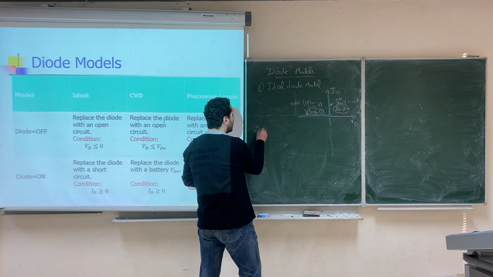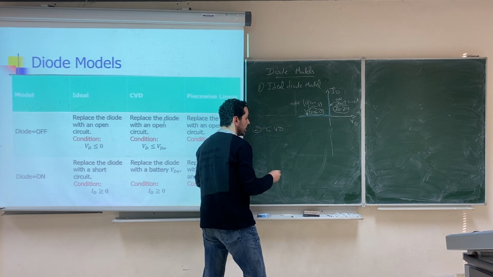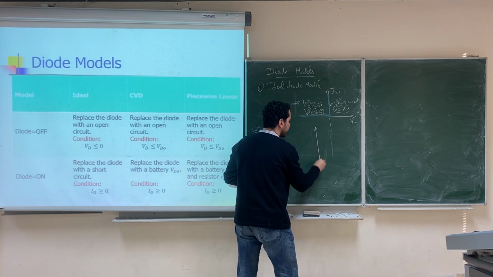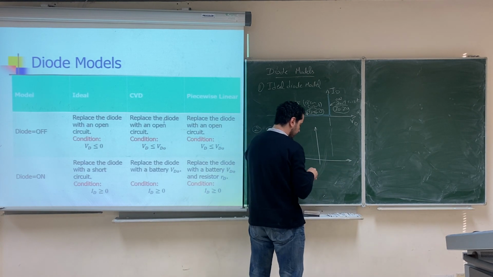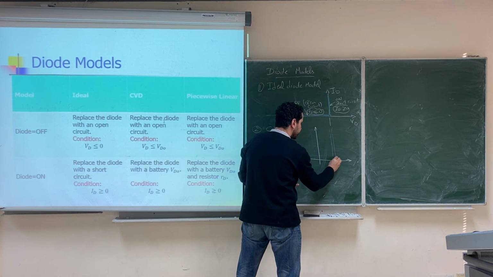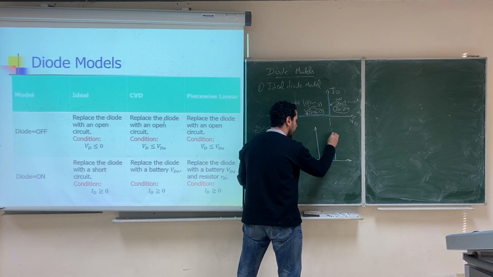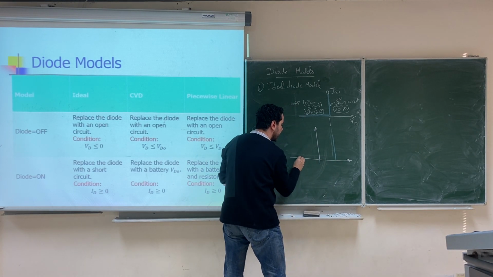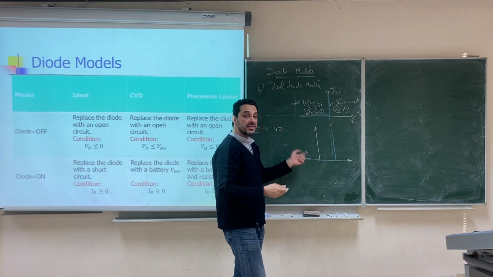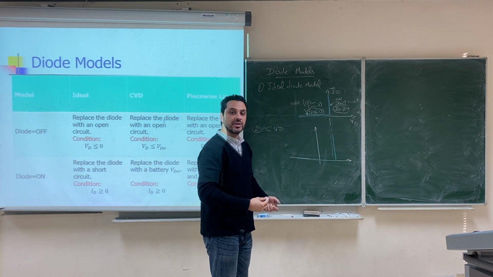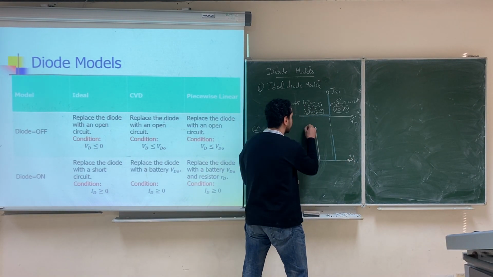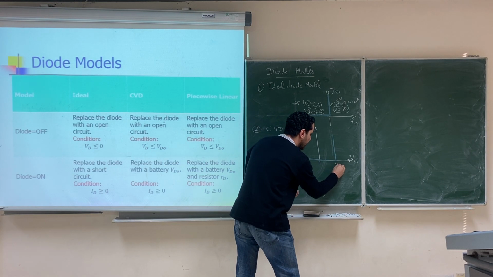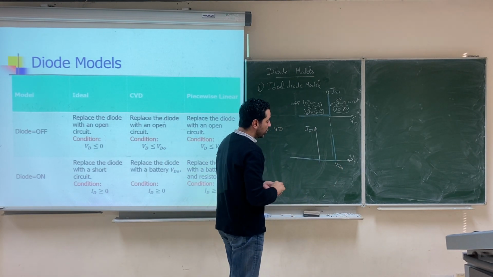The second model is called the constant voltage drop model, where we approximated the terminal characteristics of the diode to be something like this. Same as the ideal diode, but shifted in the voltage. That's why we represented the constant voltage drop model as an ideal diode and a battery, right? This is VD, this is ID, and this value is VDO. This is the battery voltage.